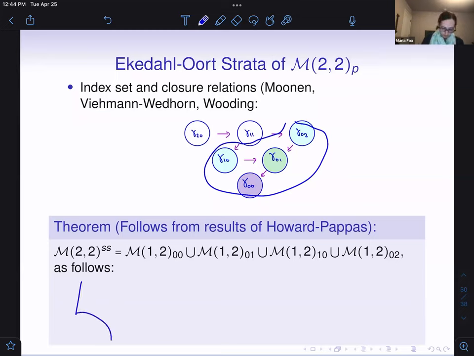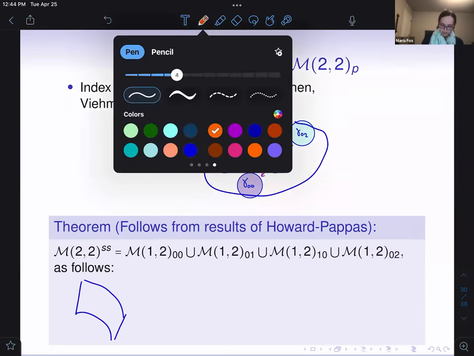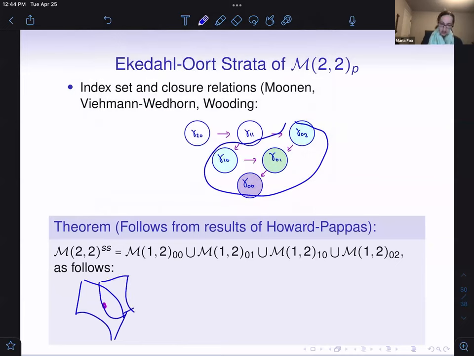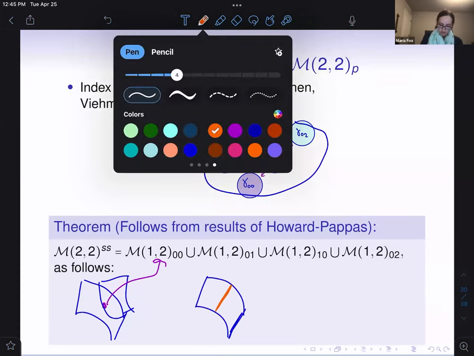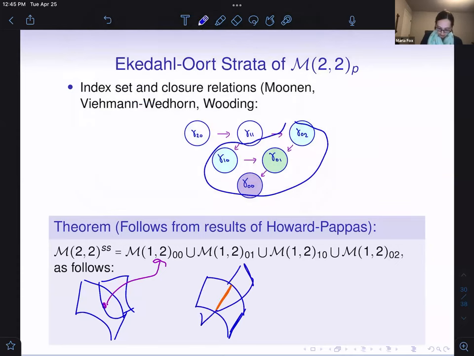We said that two Fermat surfaces sometimes meet in a single point. I guess I should draw these in purple. Sometimes meet in a single point. These single point intersections form the lowest Ekedahl-Oort stratum, this bottom one called the superspecial points. But sometimes two irreducible components, Fermat surfaces, will meet in a projective line. And if you take that projective line and subtract all of these special points, that forms the next Ekedahl-Oort stratum. And then the remaining two are these Fermat surfaces that meet in a line.